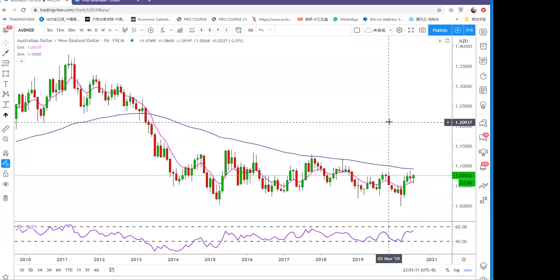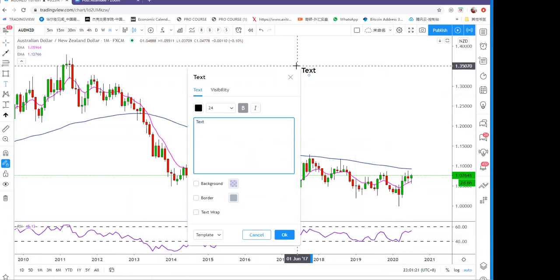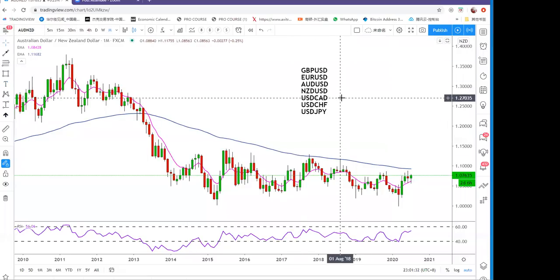Aussie yen, don't trade Aussie yen. I have already explained. Don't trade yen pairs. Only trade dollar yen. Trade direct pairs. Trade sterling dollar, euro dollar, Aussie dollar, Kiwi dollar, dollar Canadian, dollar Swiss, and dollar yen. Only trade these pairs. Do not open new trades for the cross pairs.